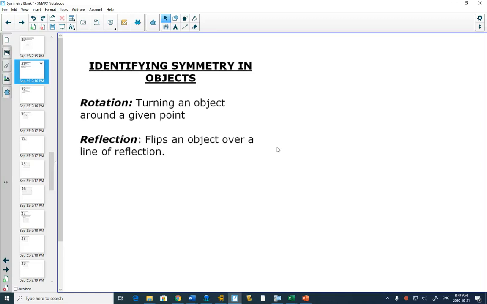So two definitions to review and write down, right? Symmetry, we've got rotation symmetry. If you turn an object around a point and it matches up again, then it has rotation symmetry. And then line symmetry, if you flip an object over a line and it's the same on the other side, then it has line symmetry.